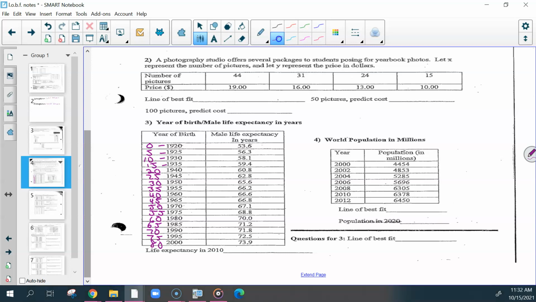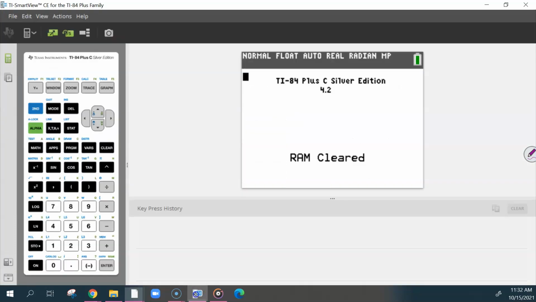So change all of your years. You should end up with 0 to 80, counting by 5s. After you change those years, then we're going to put this into our calculator.